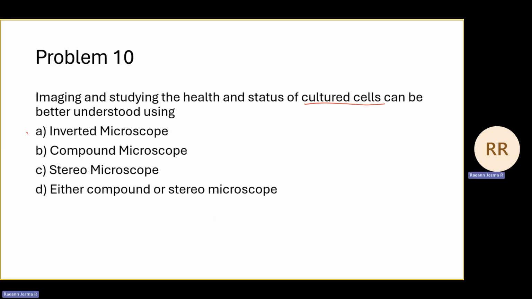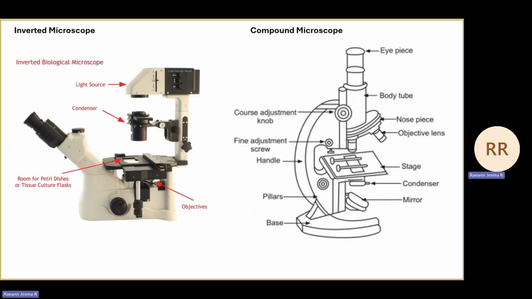Okay, the correct answer is option A, inverted microscope. Now let us see how these microscopes look. In this first figure, you can see an inverted microscope. This is an inverted biological microscope. Here you can see that an inverted microscope has the light source and the condenser on top of the sample, and this sample will be pointing downwards. The objective lens is below the sample.